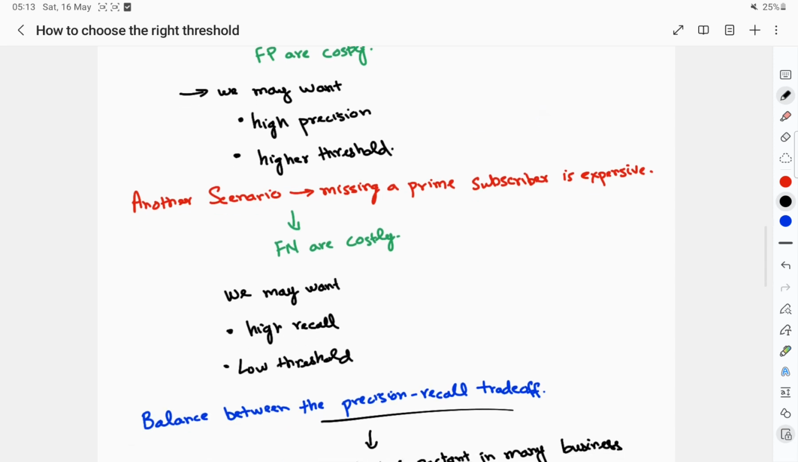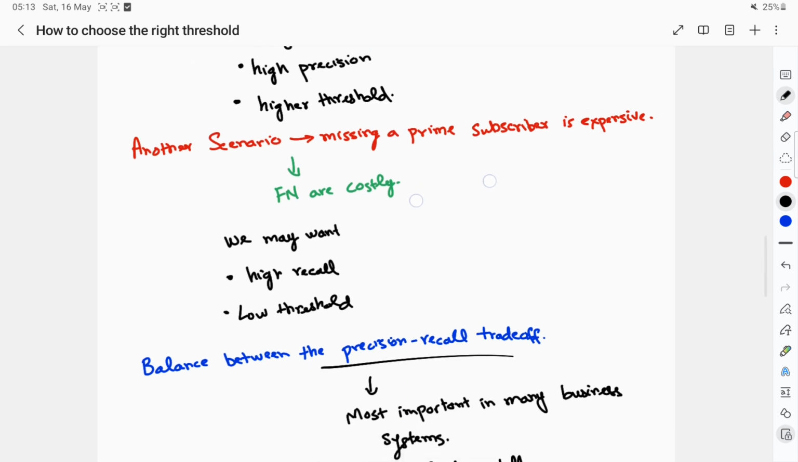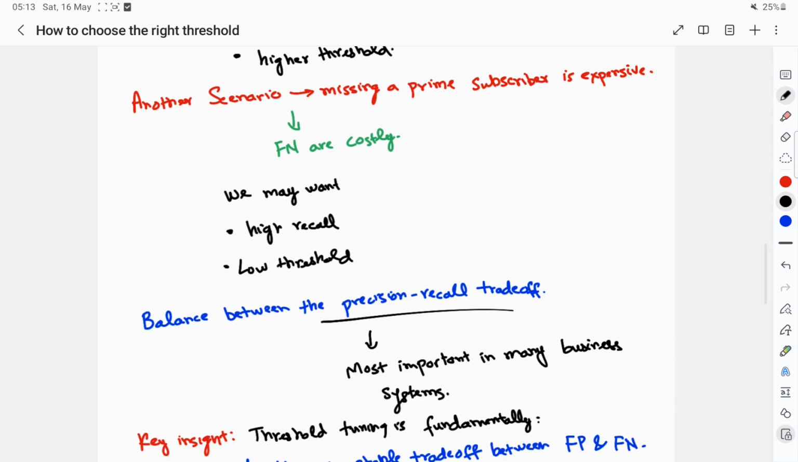Another scenario could be, let's say, missing a potential Prime subscriber could be expensive for the business, right? So in this case, the false negatives would be costly. Why? Because if your model says that a customer will not likely sign up for Prime, but actually they do end up signing up, that is a missed business opportunity, right? And in this scenario, you may want to prioritize a higher recall, and for that, you may need a low threshold.